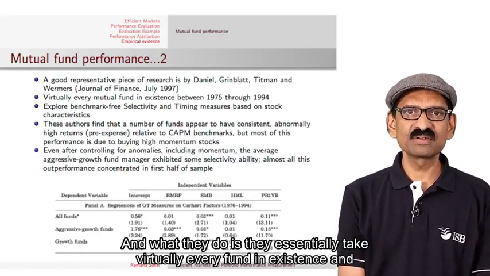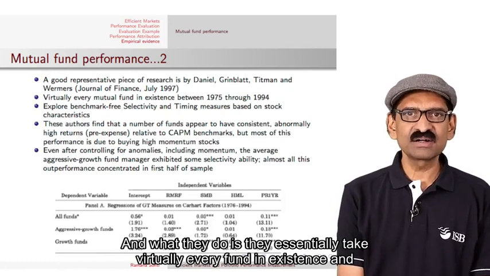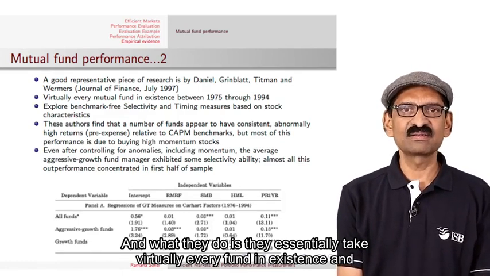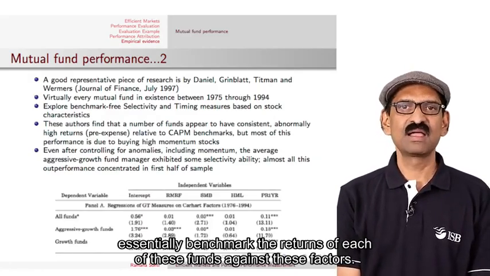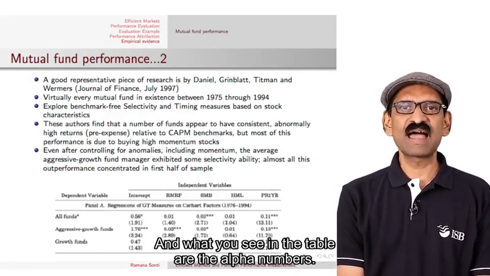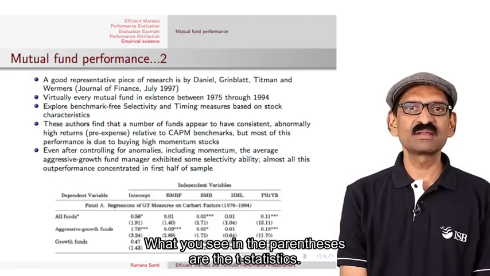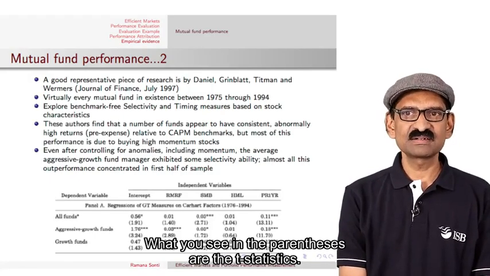And what they do is they essentially take virtually every fund in existence and benchmark the returns of each of these funds against these factors. And what you see in the table are the alpha numbers. What you see in the parentheses are the t statistics.